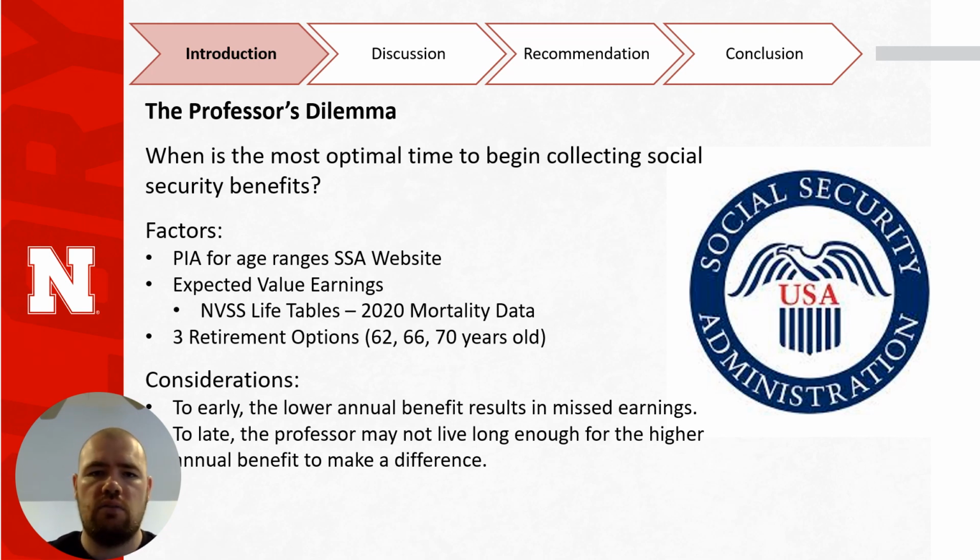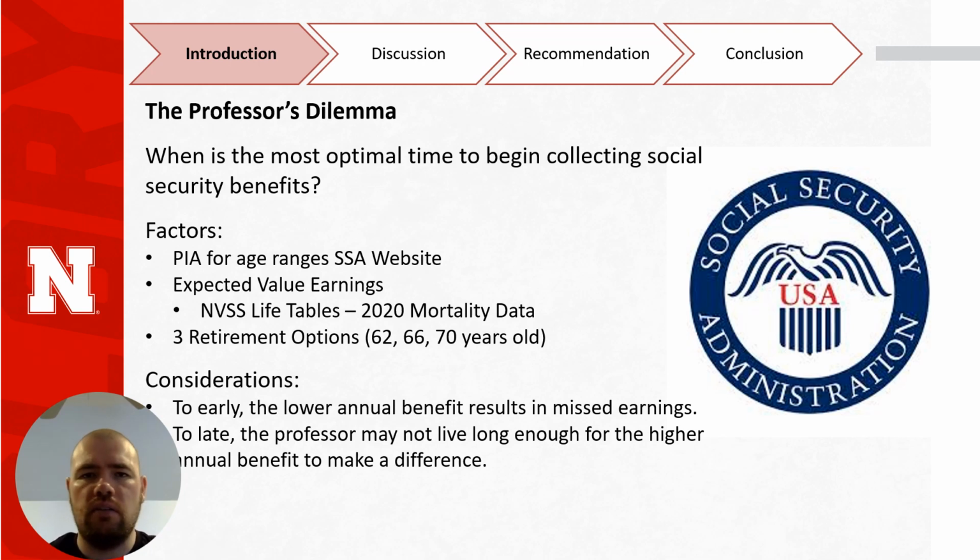So how long is this retirement period going to last? Is it going to be a long time or a short time? And the probability associated with those different ranges. And lastly, the last factor is the age of retirement. So age 62, age 66, and age 70 are being analyzed.